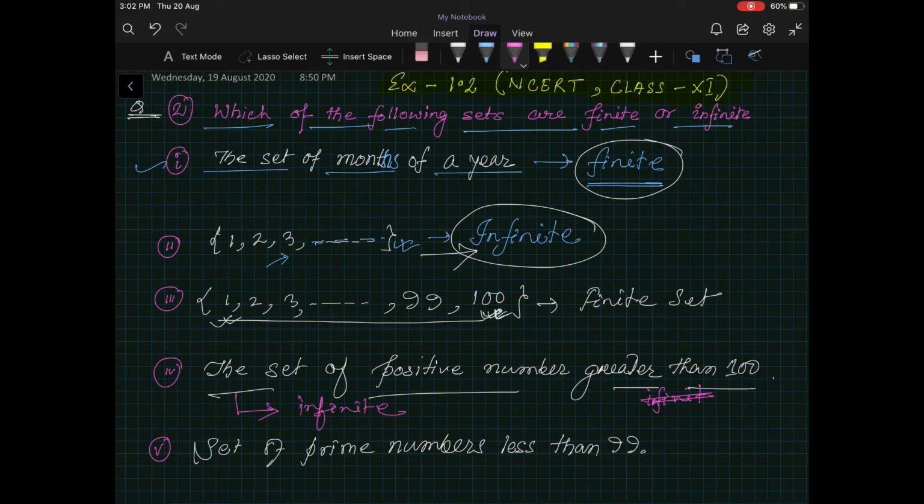Next one, set of prime numbers less than 99. Generally the set of prime numbers is not a finite set, it is an infinite set, but when it is said less than 99, it must contain a countable number of elements, so that's why it is a finite set. That's how we can solve question number 2.